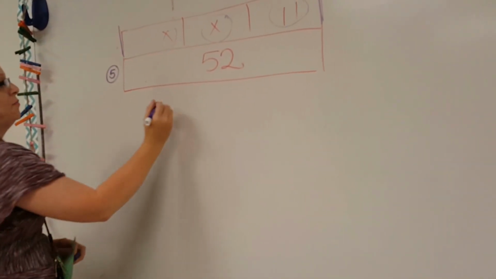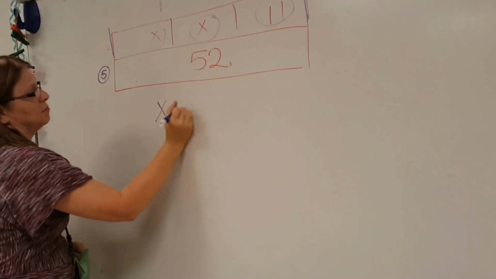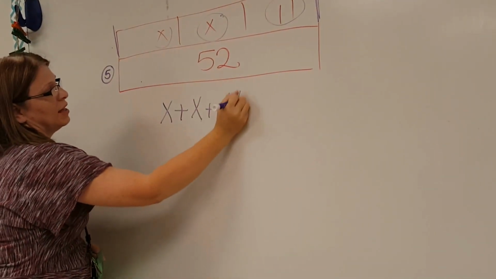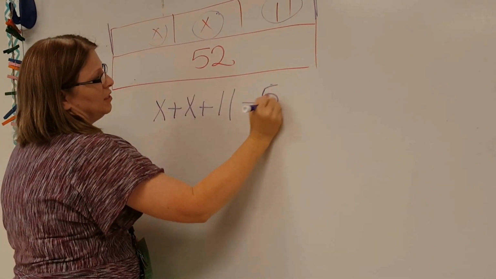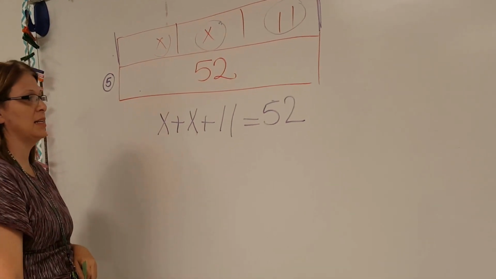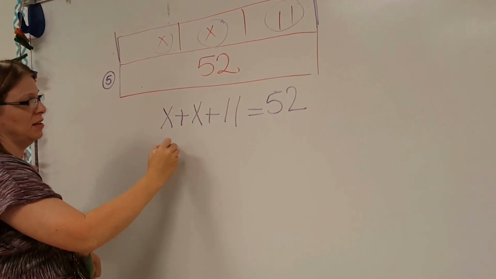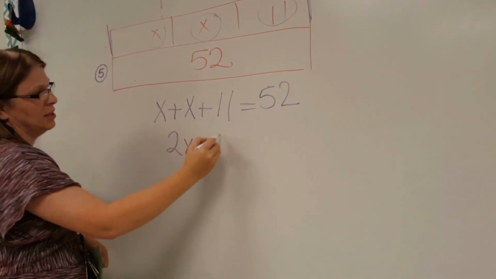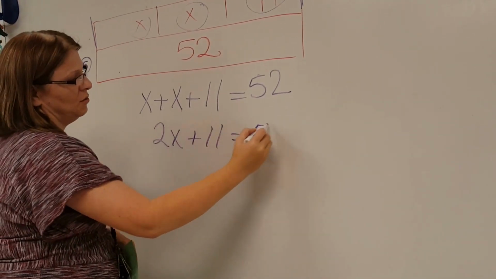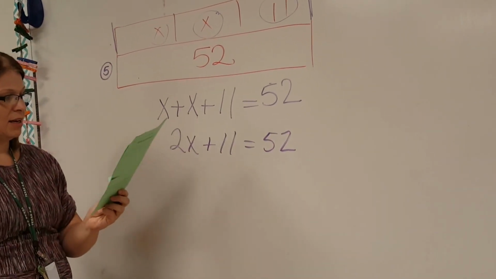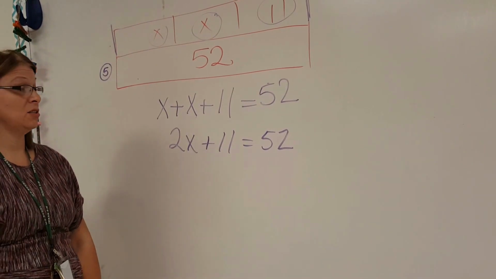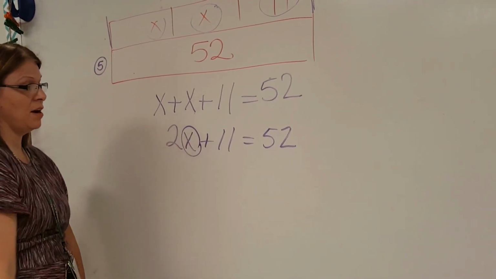So x plus 11 equals 52. And we can combine our two x's, and that makes 2x plus 11 equals 52. And it asks us in the question to solve the equation. So we're going to solve for our variable.